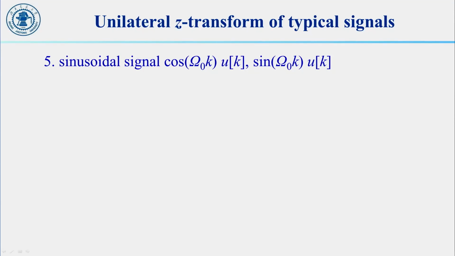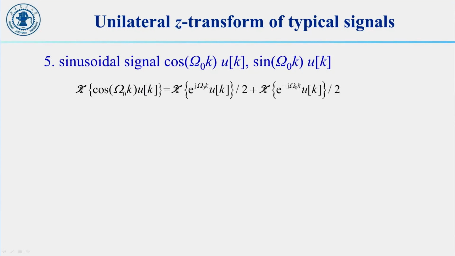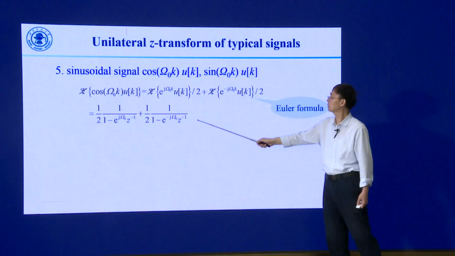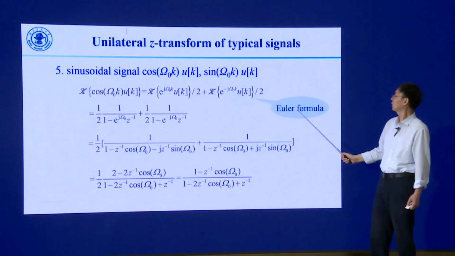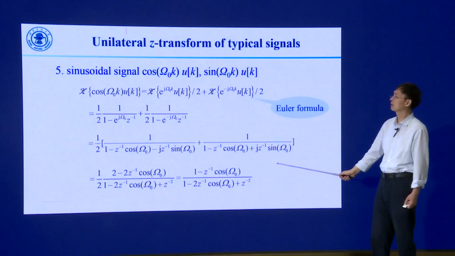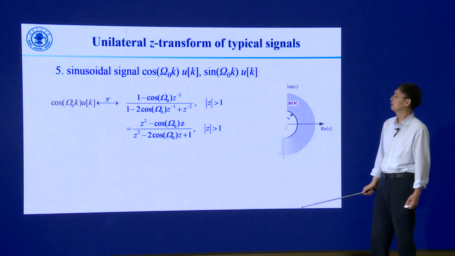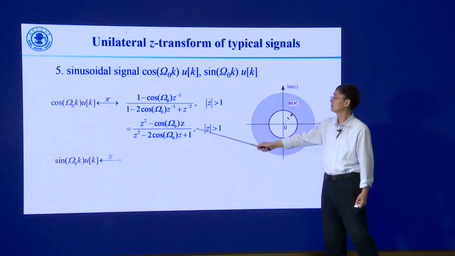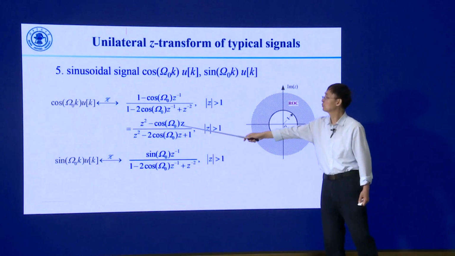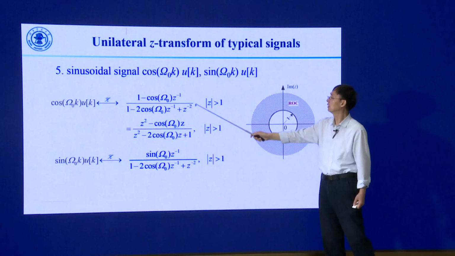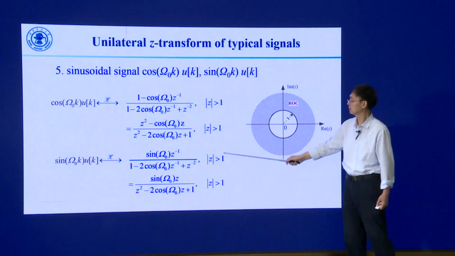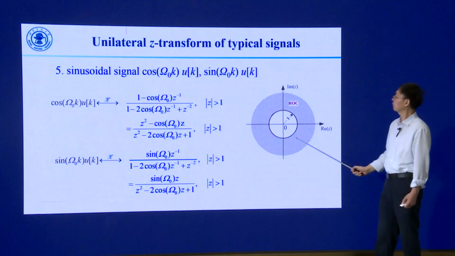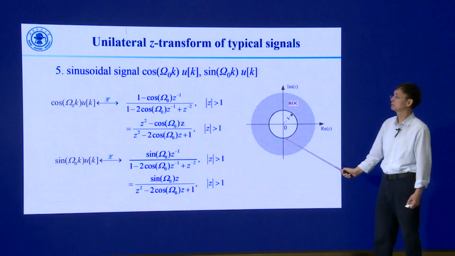For the sinusoidal signal, according to the definition of the unilateral Z transform, we can get the result. In the procedure, we used the Euler formula. Finally, we can get the result for the signal. This is the Z transform for the signal, and this is the ROC. The ROC can be expressed in this picture.